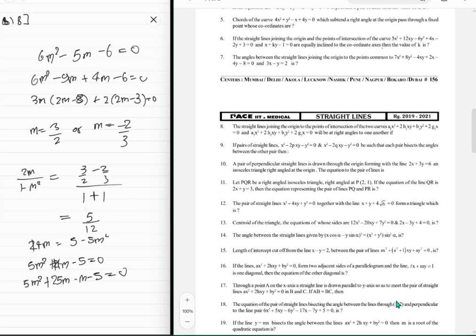It should be, that's 12. Okay, that's 24. Yes, that's correct. What was I doing? So either m is negative 5 or 1 upon 5. There we go. We got the lines.